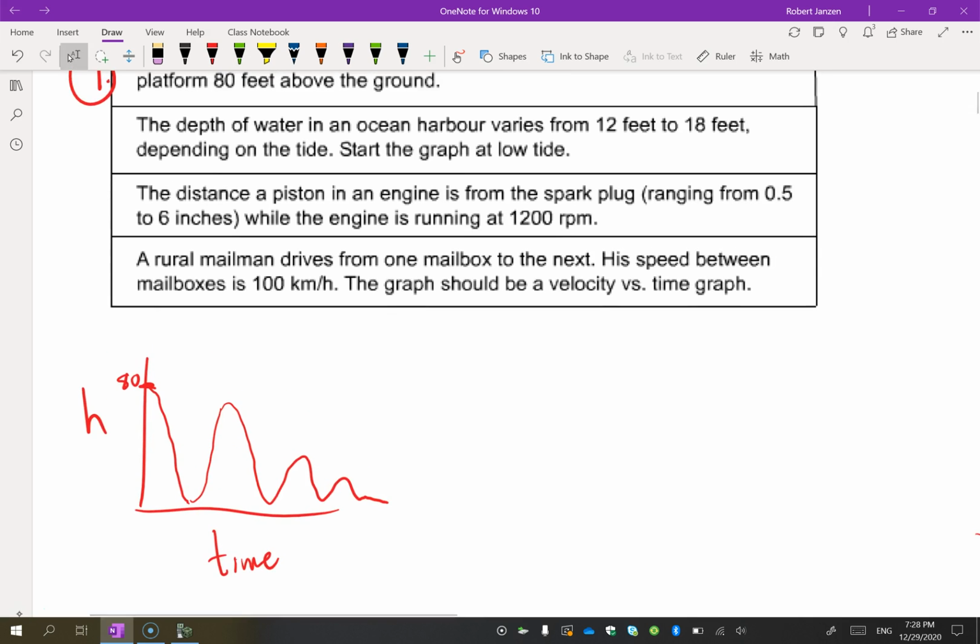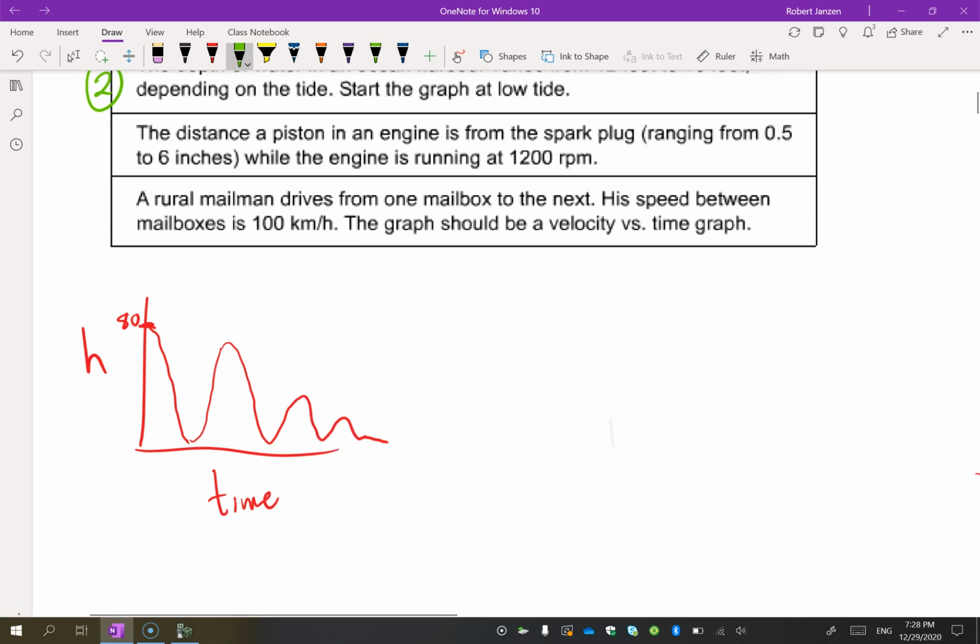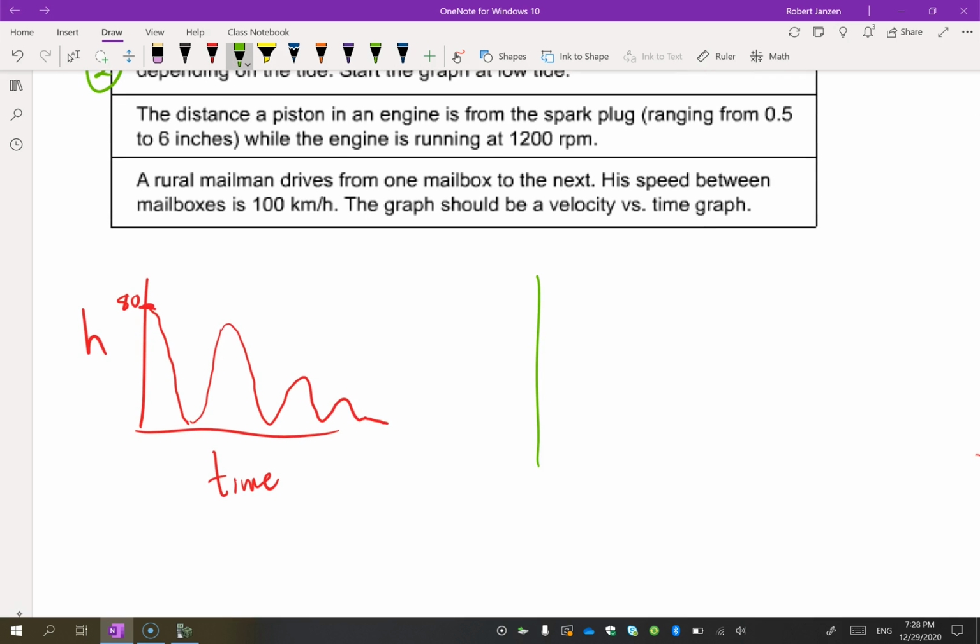Let's try the next one. The depth of water in an ocean harbor. So again, we'll make a graph here. Depth, time. Notice I'm starting at time is 0. I'm not continuing the graph this way.